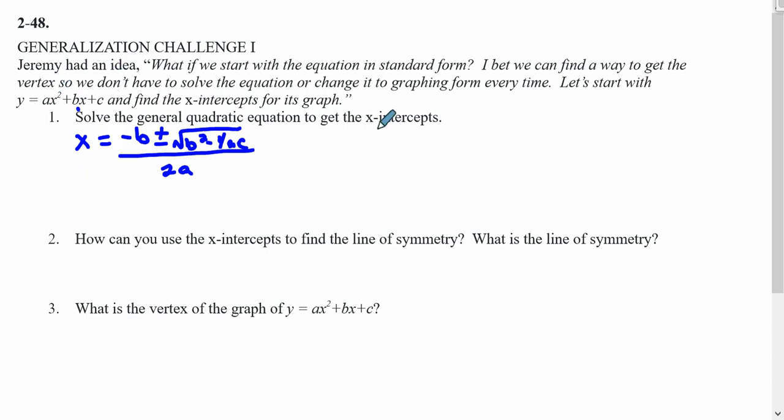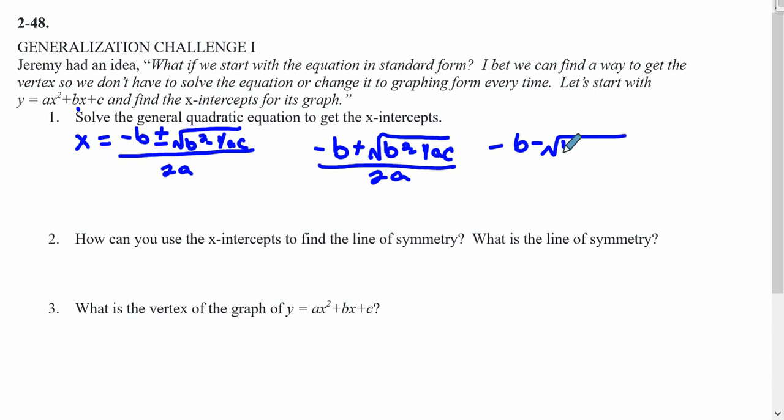So therefore, if I want my x-intercepts, I just found them. The one is negative b plus the square root of b squared minus 4ac all over 2a. And the other one is the opposite of b, minus the square root of b squared minus 4ac all over 2a, comma 0. So those are my two x-intercepts.